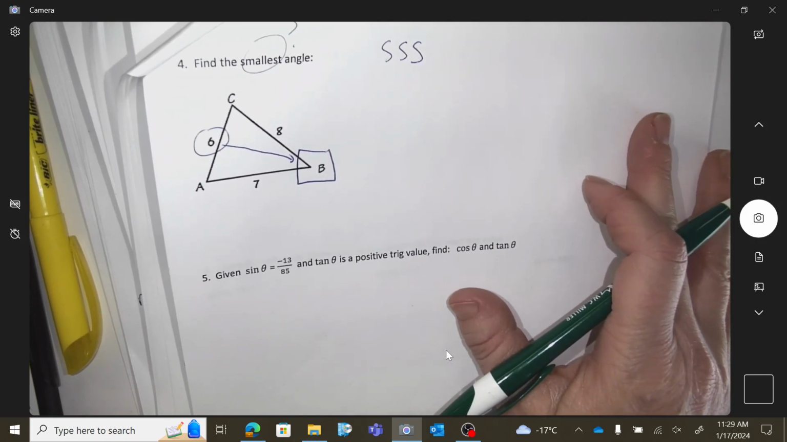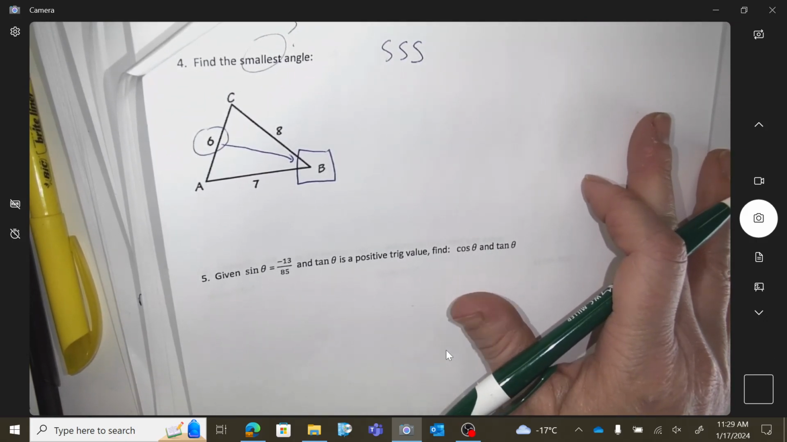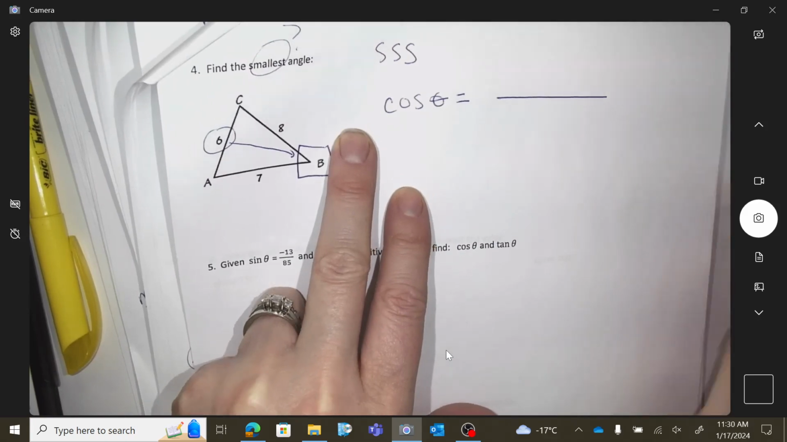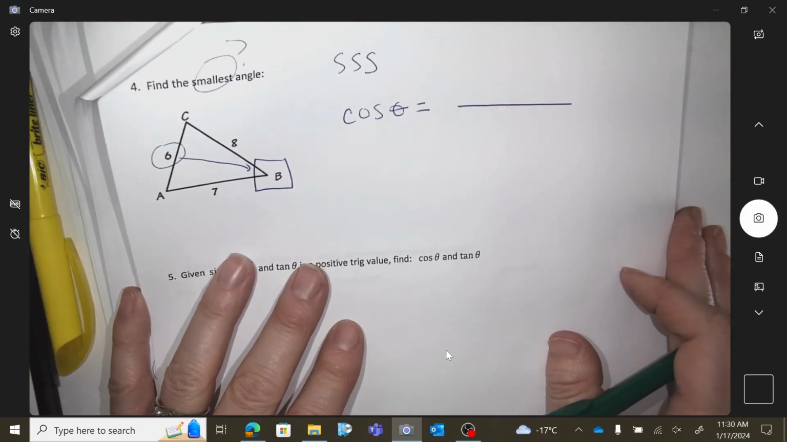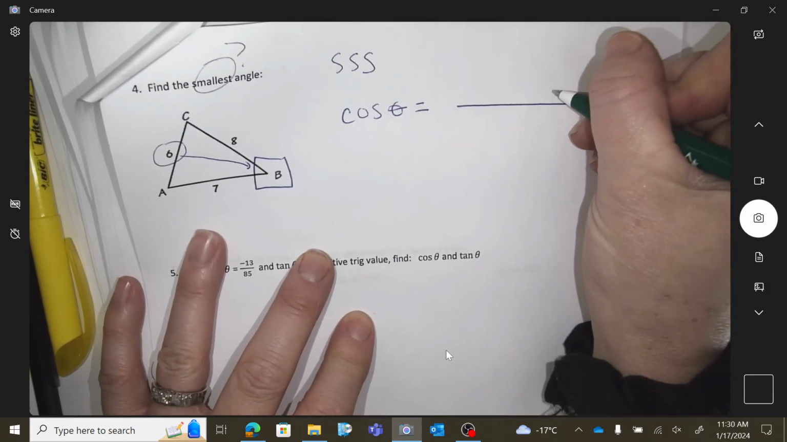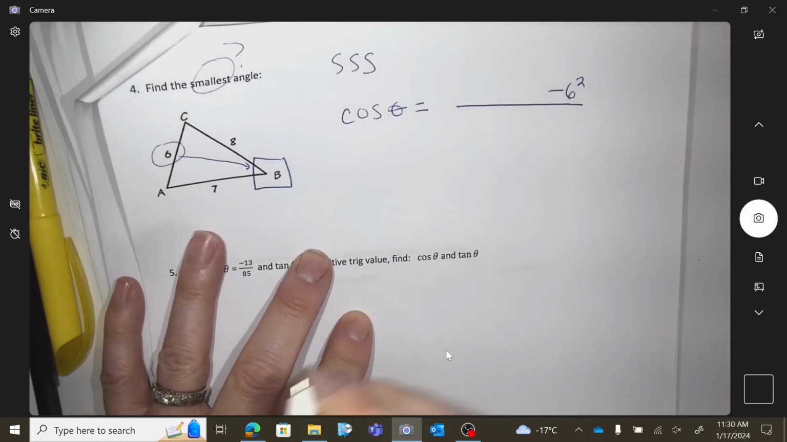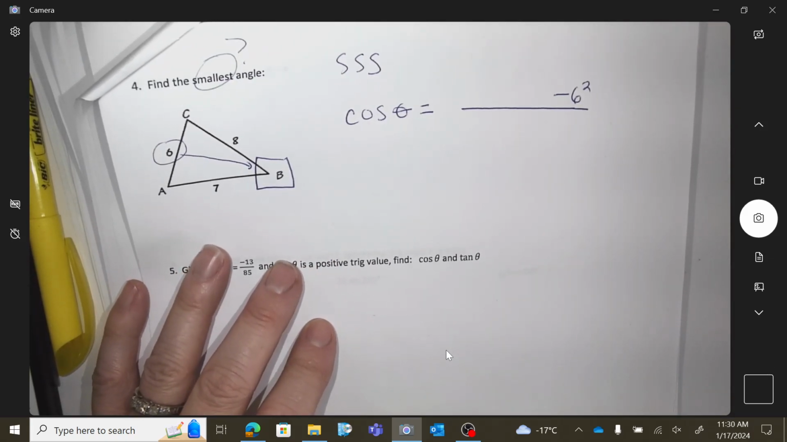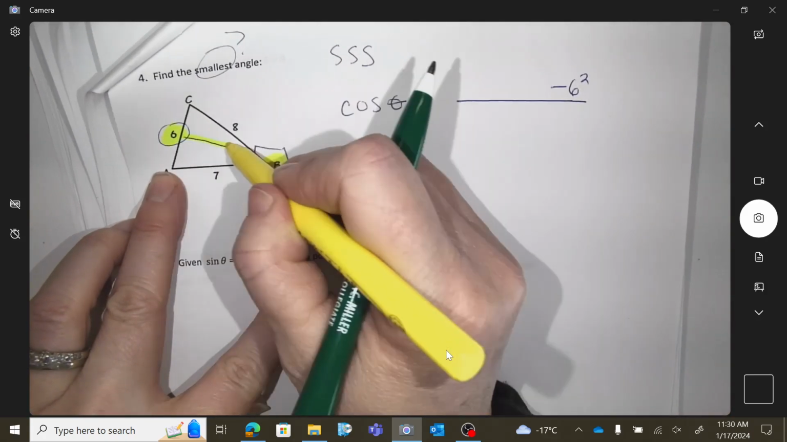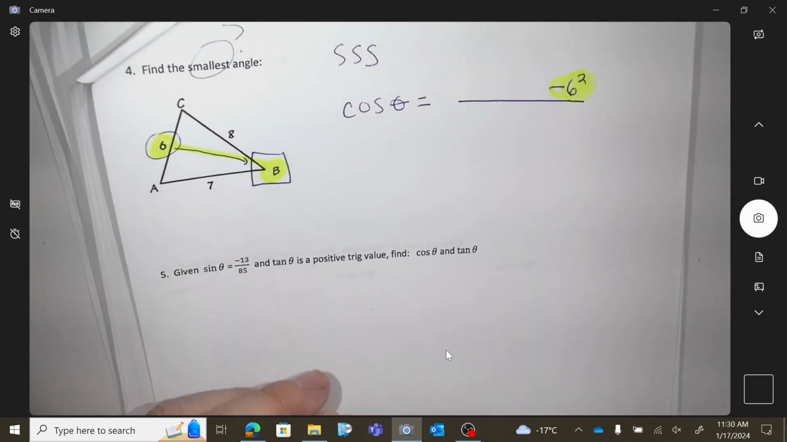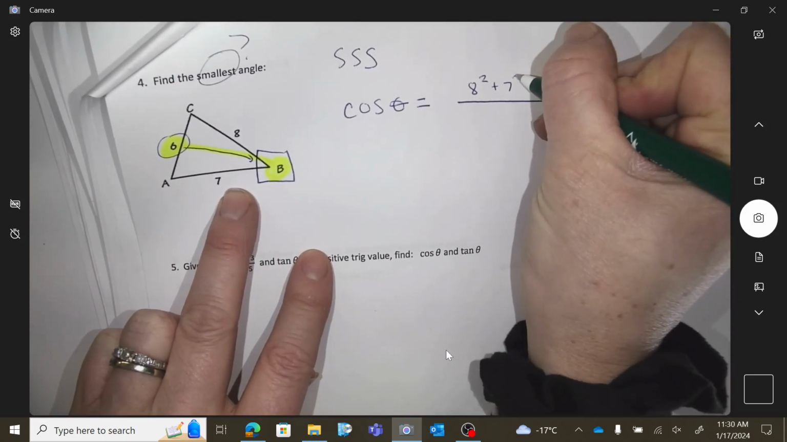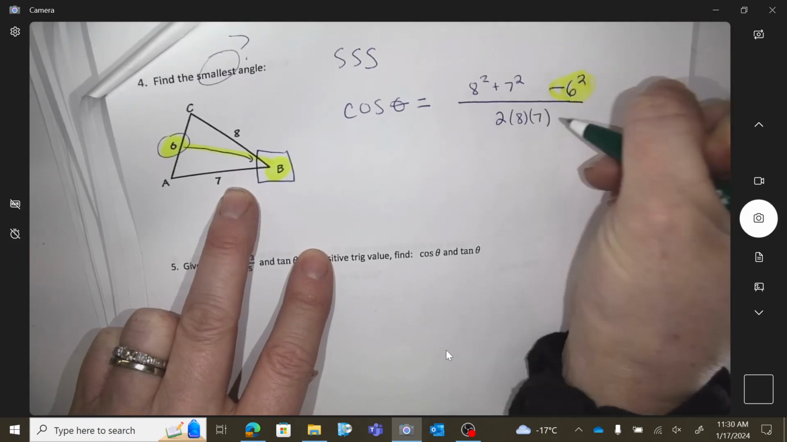Triple S. Cosine. So cos of this angle equals fraction. What do I always write first with this formula? Minus 6 squared. So if I want this, this is opposite of it. It goes in the subtraction spot. Okay, and then you fill in 8 squared plus 7 squared over 287.